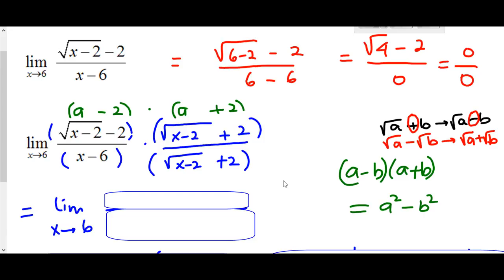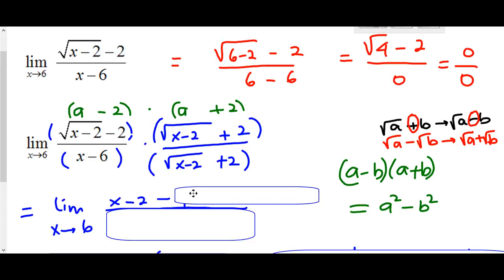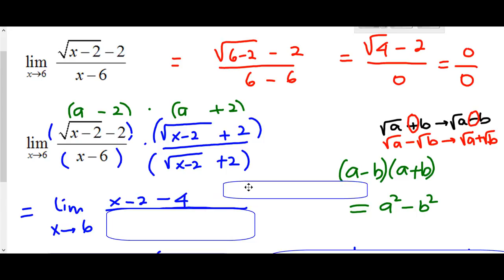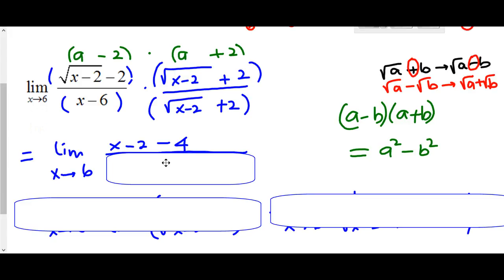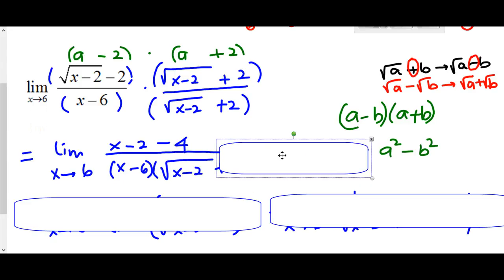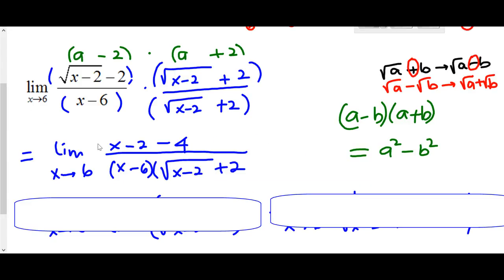So with that in mind, multiplying the two numerators, square the first one. The square of the square root of x minus 2, you lose the radical, just x minus 2. Minus b squared, so square the 2, and that's 4. In the denominator, don't even simplify it yet. Just rewrite everything as you see it: x minus 6 times the quantity square root of x minus 2 plus 2. At this point, just simplify the numerator and you will see why we kept the bottom unchanged at the moment. So x minus 2 minus 4 gives us x minus 6.